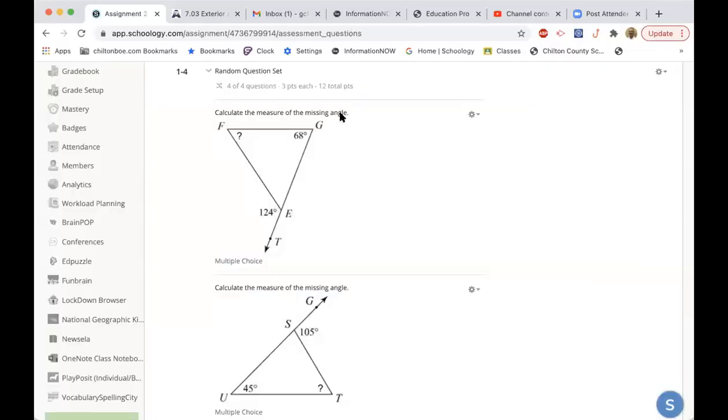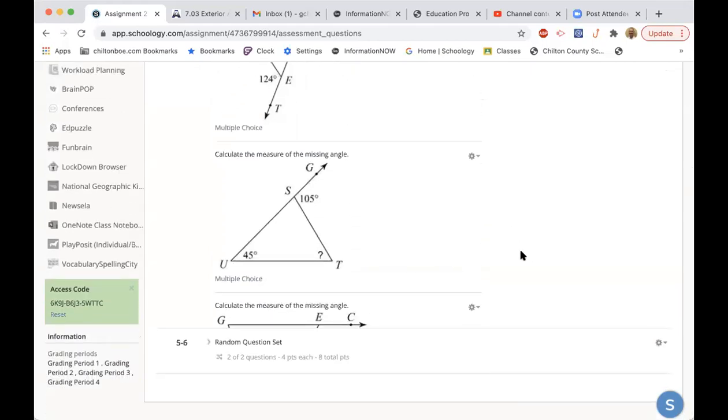Okay, let me just talk you through a few more examples really quick. This is your exterior angle. So it's going to be the same as the sum of angle F and angle G. So lots of ways to do this. You could say X plus 68 equals 124, or you can say 124 minus 68 equals F. Same thing on this one. I know that 45 plus T is going to equal 105. So just say 105 minus 45 equals, and it's going to give you the answer there for T.